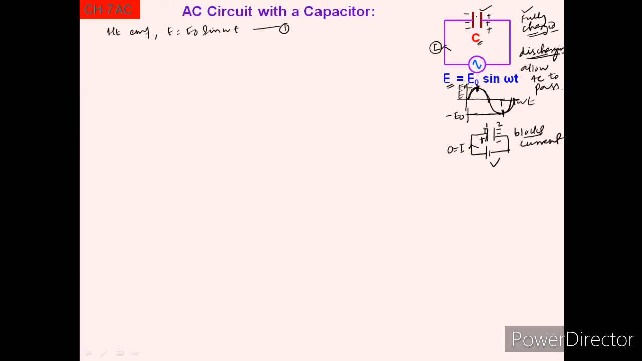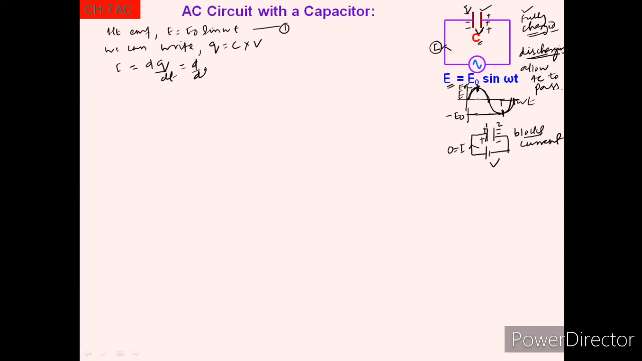Let at any moment the potential between the two plates of the capacitor be V, and the charge developed be Q during its charging or discharging. Then we can write Q is equal to C into V. Now to find current at any moment, I is equal to the time derivative of charge.